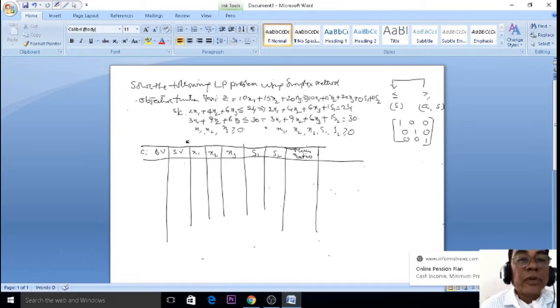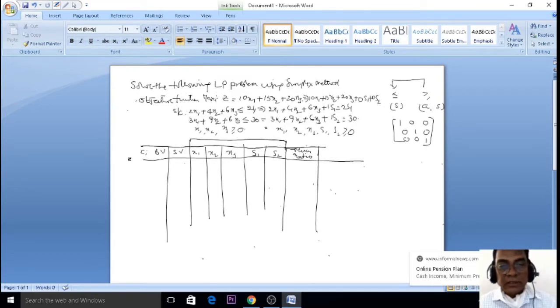Once the simplex table format is over, now how to enter the coefficients? Take the SV. What is the meaning of the SV? The values after the equal sign are called the solution values. These two values are called solution values: 24 and 30. Now the first equation: the coefficients are 2, 4, 6, 1, and no s2.